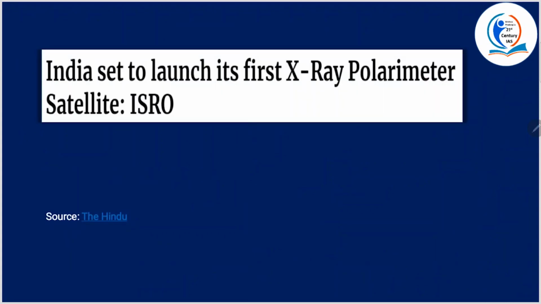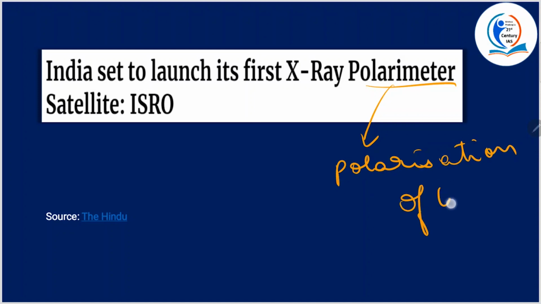Alright, next. India is set to launch its first X-ray polarimeter satellite, says ISRO. Now, what is a polarimeter? As the name suggests, it is an instrument for measuring the polarization of light. Now, we should know some basics about what ISRO is saying because statements are directly picked from ISRO statements in prelims. Alright?